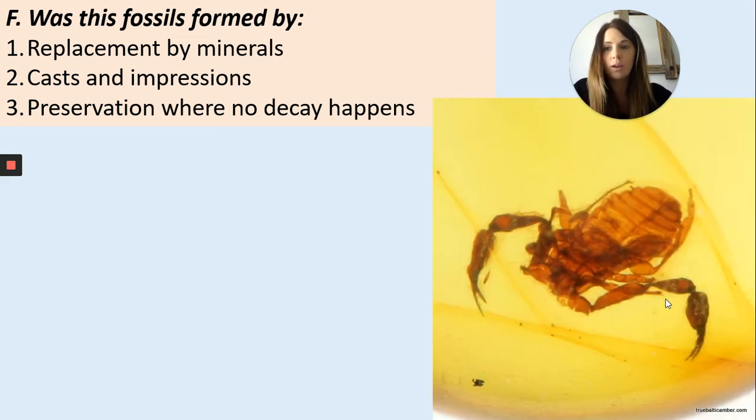Next one. Again, this looks something similar to that tree amber. So do you think this has occurred from replacement by a mineral, a cast or an impression, or preservation where there's been no decay happen whatsoever? If you put 3, you're spot on.